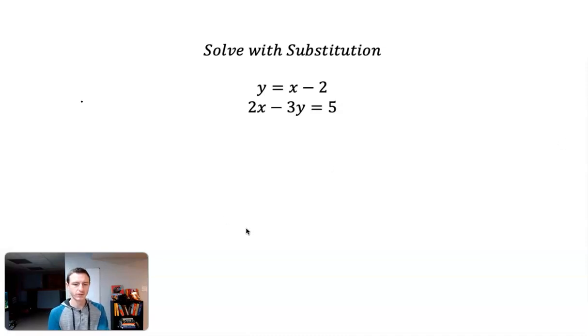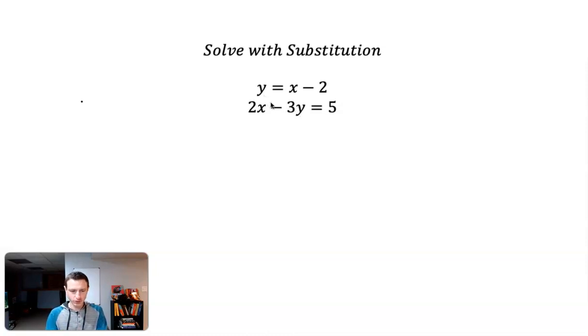Today I'm going to look at solving a system using only substitution. So we have the system y equals x minus 2 and 2x minus 3y equals 5. In substitution, what we want to do is substitute out a variable and replace it with what that variable equals.